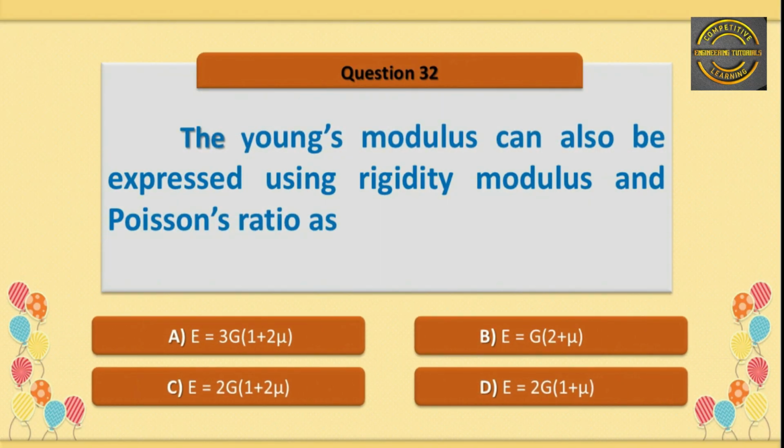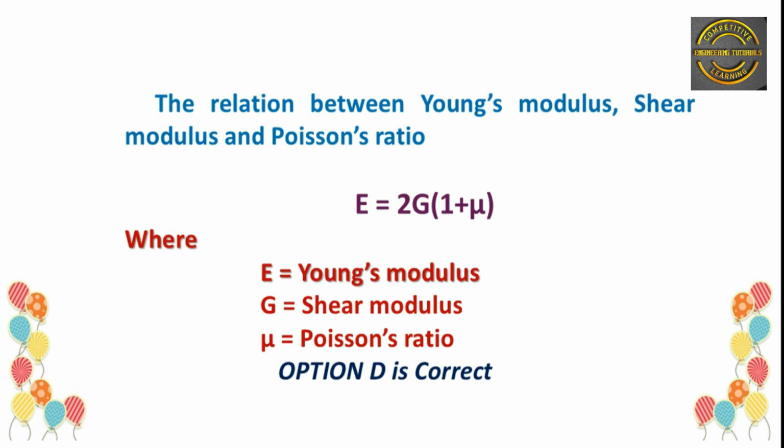Question number 32. The Young's modulus can also be expressed using rigidity modulus and Poisson's ratio as option D is correct, E equal to 2g into 1 plus mu. Here this one is the explanation. The relation between Young's modulus, shear modulus and Poisson's ratio is E equal to 2g into 1 plus mu, where E equal to Young's modulus, g equal to shear modulus and mu equal to Poisson's ratio. Option D is correct.